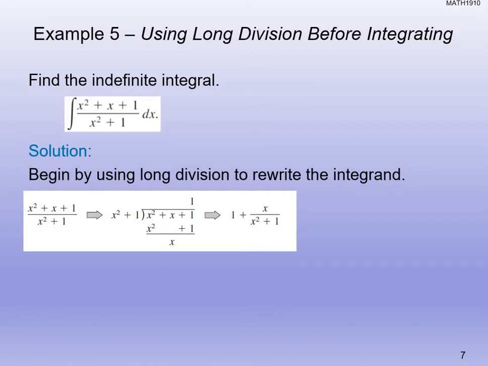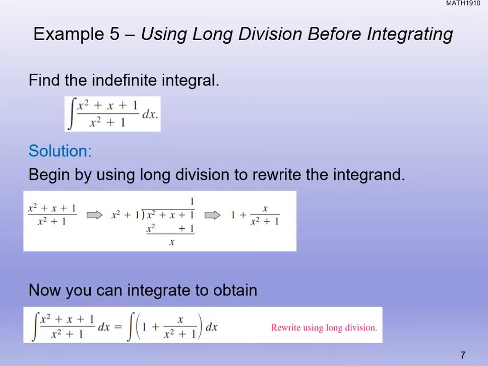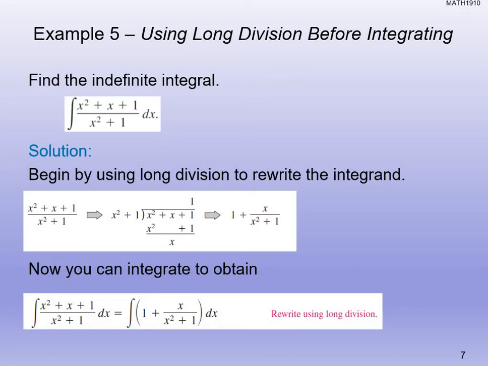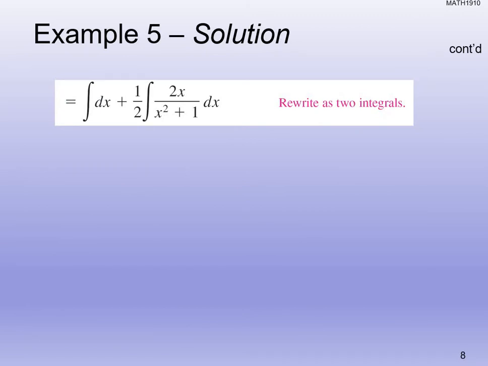That helped us eliminate one of those x squareds in the numerator so that we can separate this out and have a better choice to use natural log for our integration. So we can rewrite that integral as the integral of 1 plus x over x squared plus 1 dx. Then we can separate that integral into two different integrals. The integral of 1 dx plus 1/2 times the integral of 2x divided by x squared plus 1.